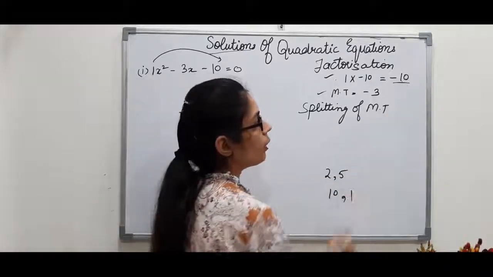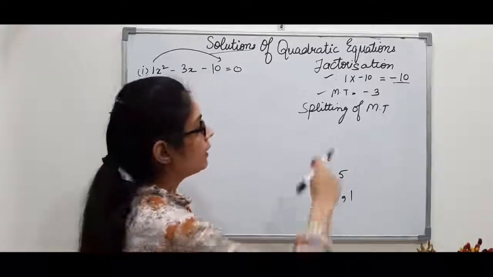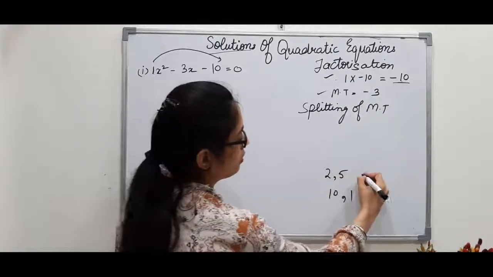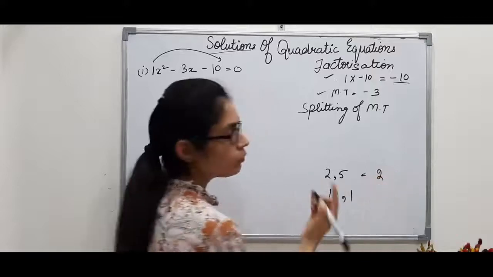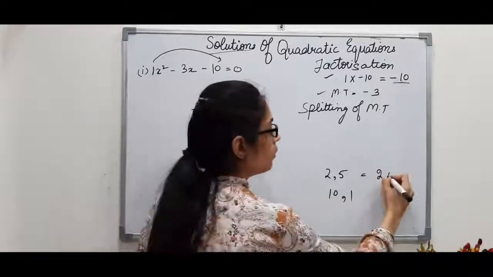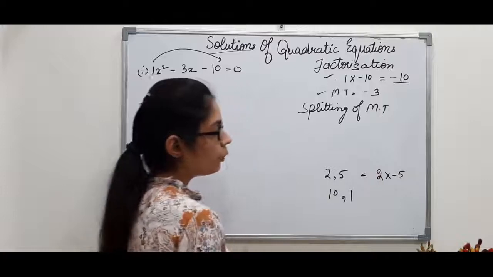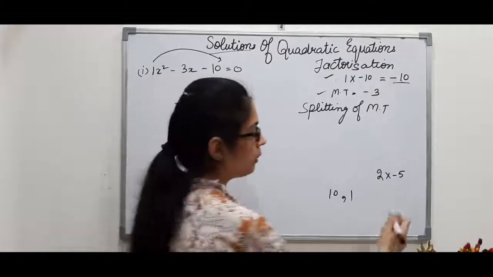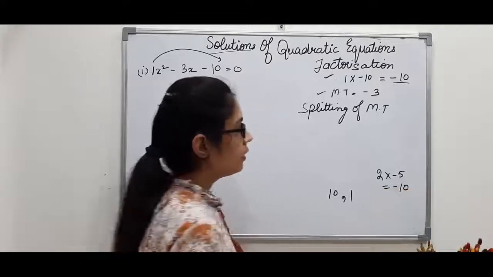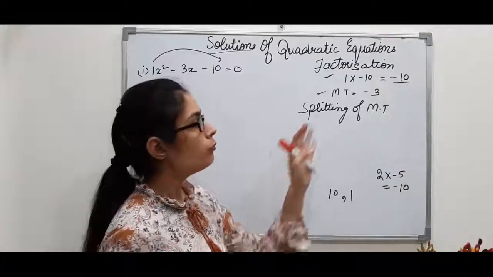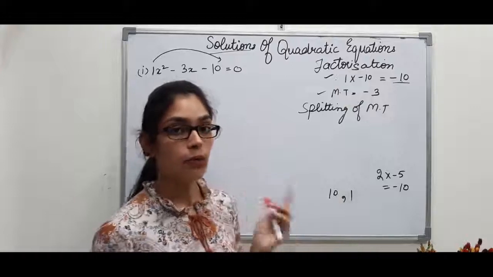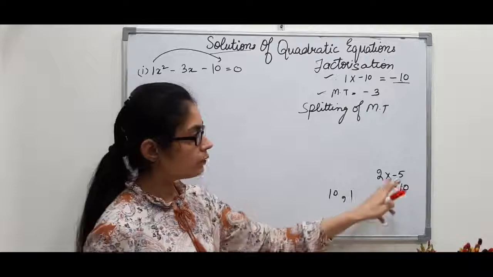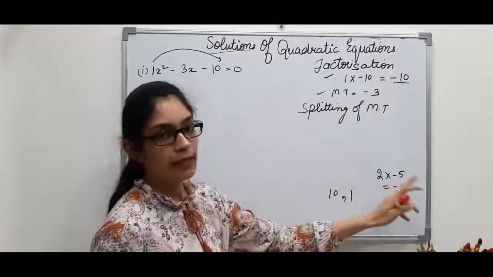So I need product equal to minus 10 and addition equal to minus 3. So if I multiply 2 into 5, I know I will get 10. But what will I get if I multiply 2 into minus 5? 2 into minus 5 will be equal to minus 10. I put minus sign with 5 because I need minus 10. I do not need positive 10. I need minus 10. That's why I have written minus sign with 5.